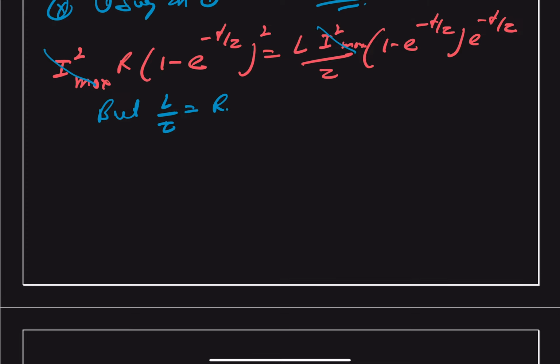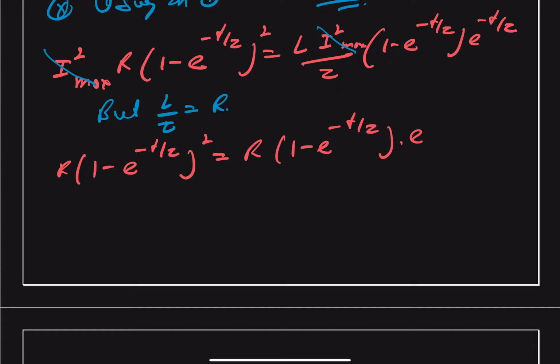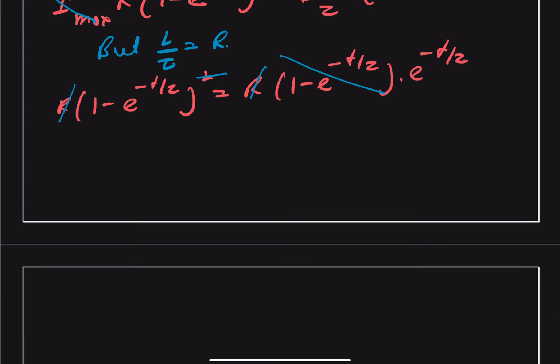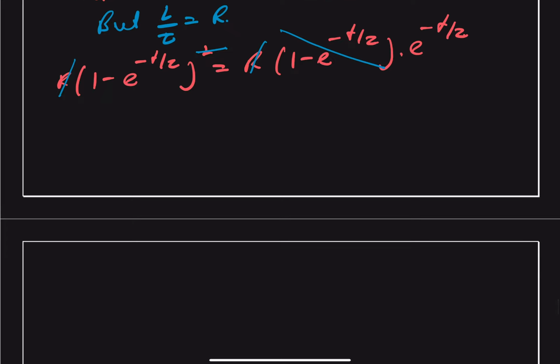We get R times 1 minus e minus t upon tau whole square is equal to R times 1 minus e minus t upon tau multiplied by e raised to power minus t upon tau. And R cancels out, and one of the powers of this function also cancels out. So we get 1 minus e minus t upon tau is equal to e raised to power minus t upon tau.